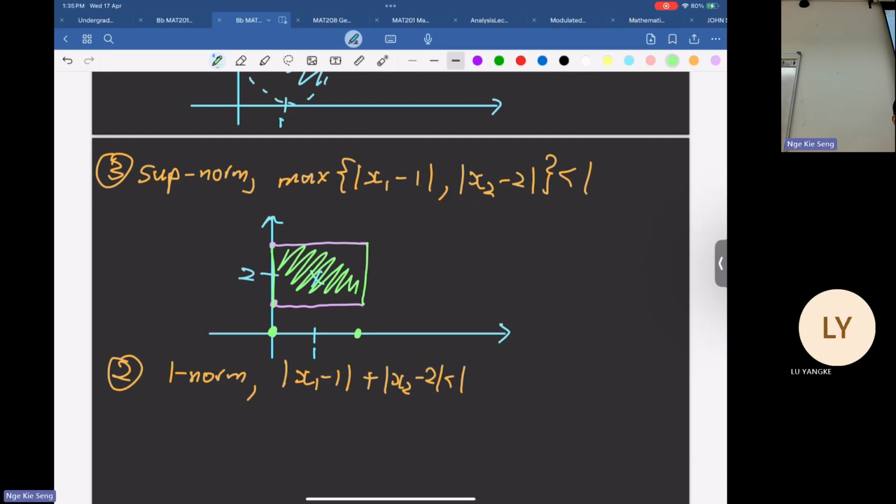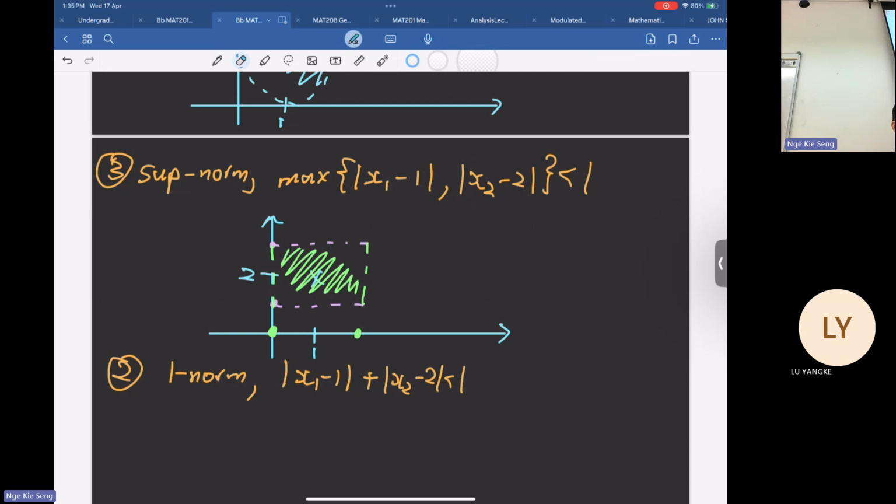So this is a square. Yeah, under the sup norm, this ball looks like a square. We don't want to include the boundary, so let's remove the boundary, maybe like this, don't touch the boundary. Under the sup norm, this ball becomes a square.